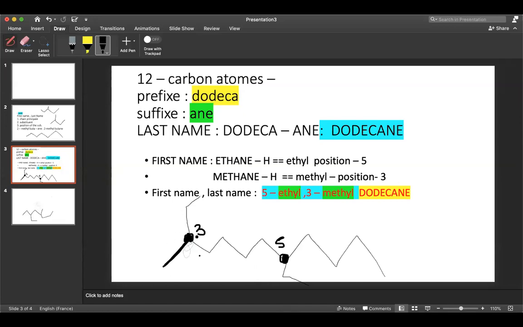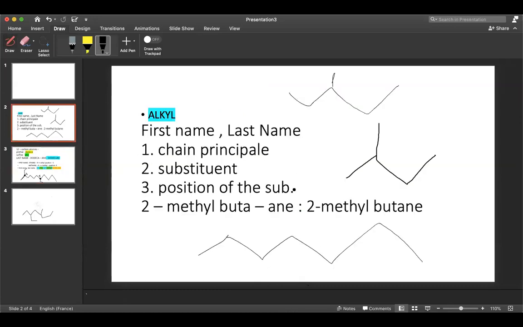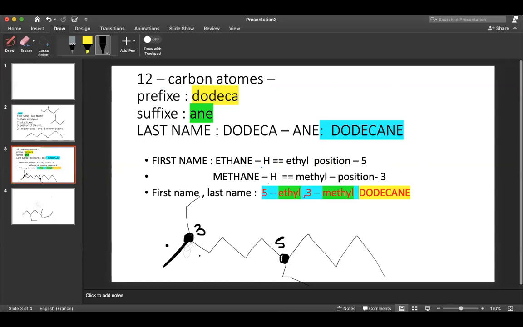Now, when you're looking for the position of the substituent, you just count and see which one is the closest. Which one is the shortcut? I'll use methyl because it's the easiest. So you count 1, 2, 3, 4, 5, 6, and this becomes the main chain.